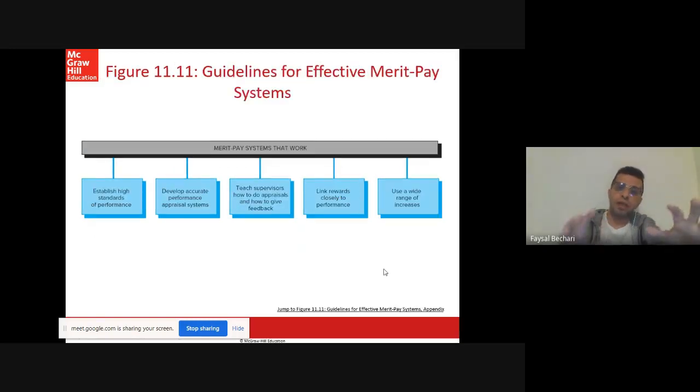But there is a guideline for an effective merit-based system. If you can establish a high standard of performance, you put in a standard benchmark for the performance, and then you develop an accurate performance appraisal system, and then you teach the supervisors how to do the appraisals and the feedback, and then you link the reward closely to the performance and use a wide range of increases, for different reasons.